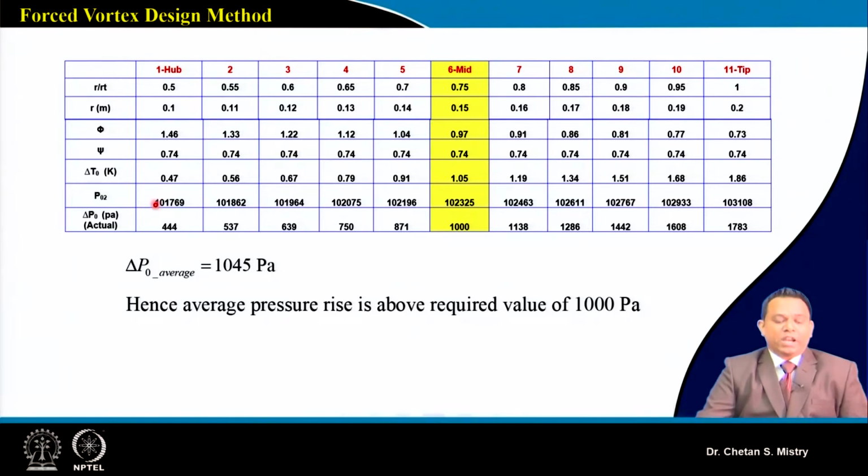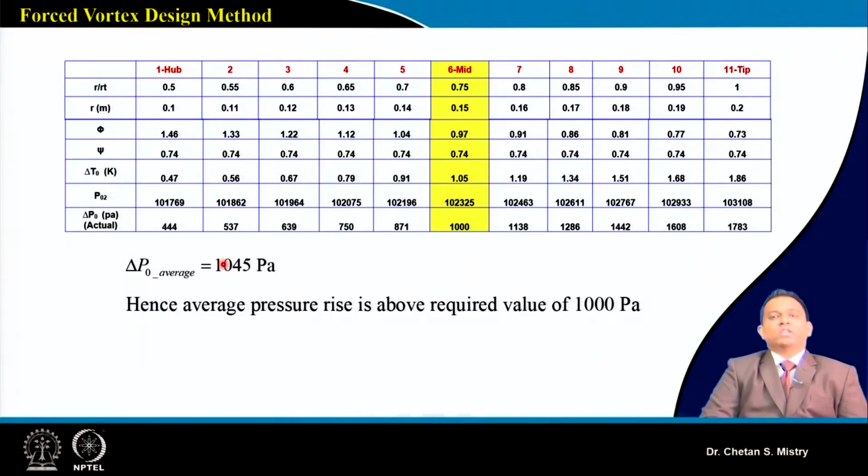Once you have done all this calculation, we have seen we can calculate our delta T0 at the hub and our delta T0 at the tip. Based on that you can calculate my delta P0, and we get the total pressure rise at the exit of my rotor by averaging along this span. We are expecting our pressure rise to be 1000 Pascal. Here it is coming 1045 Pascal. So this is also one of the cross checks. You can verify this part.